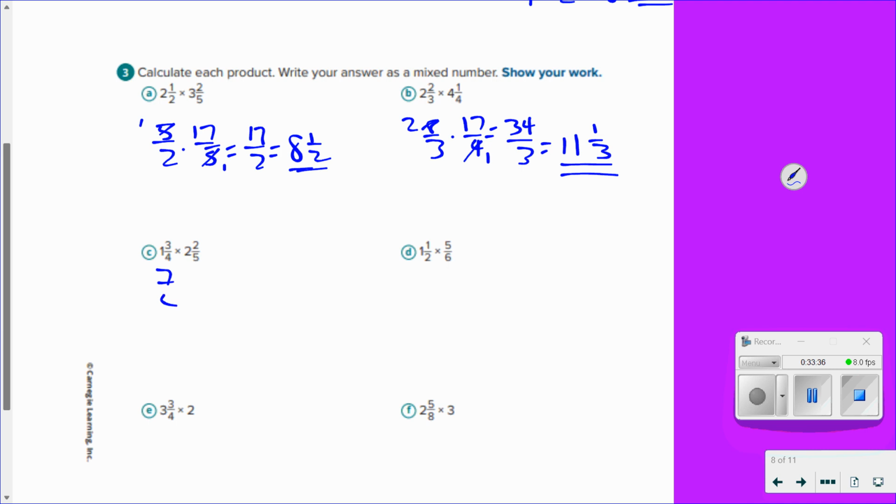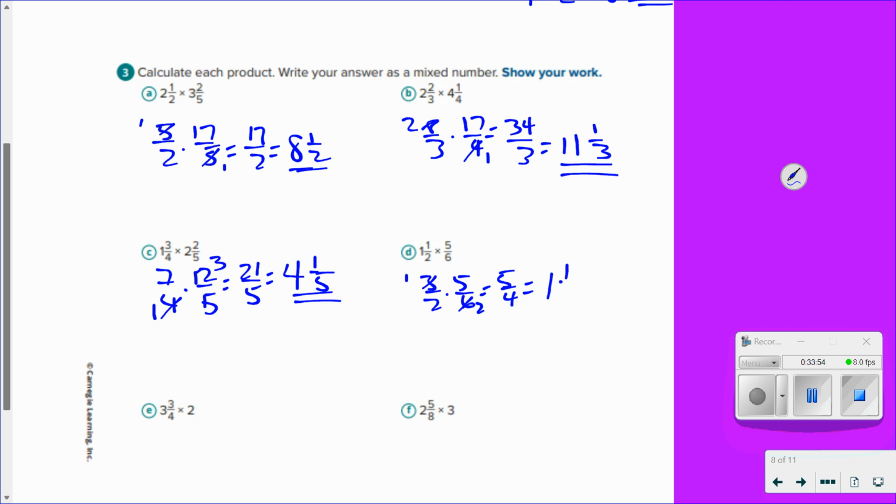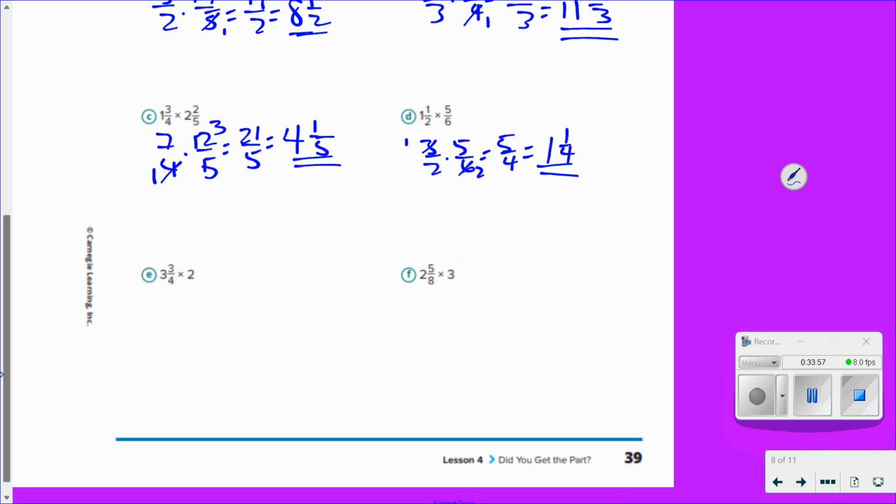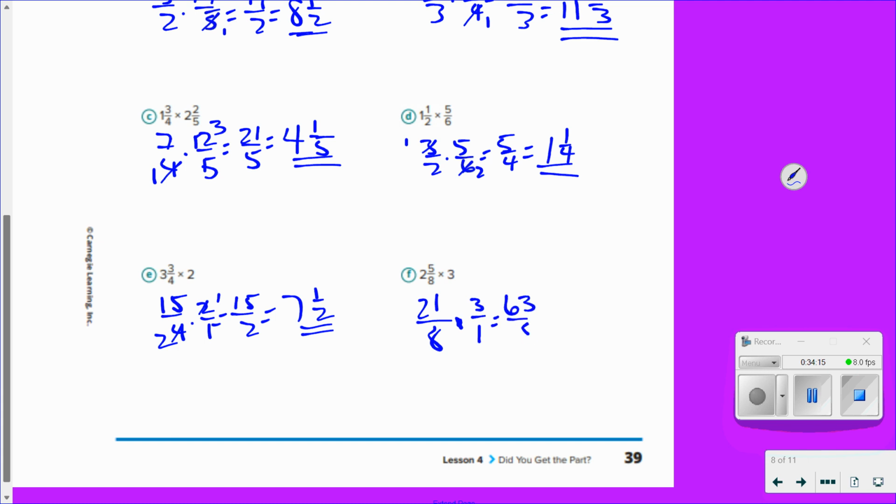Okay, 7 fourths times 12 fifths. I've got 1 reduction, gives me 21 fifths, or 4 1/5. This one, I've got 3 halves times 5 sixths. I've got 1 reduction, gives me 5 fourths, or 1 1/4. Now this one, 15 fourths times 2 over 1. I've got 1 reduction, gives me 15 halves, or 7 1/2. And 21 over 8 times 3 over 1. No reductions, gives me 63 over 8. So that's going to go 7 times with 7 left over.